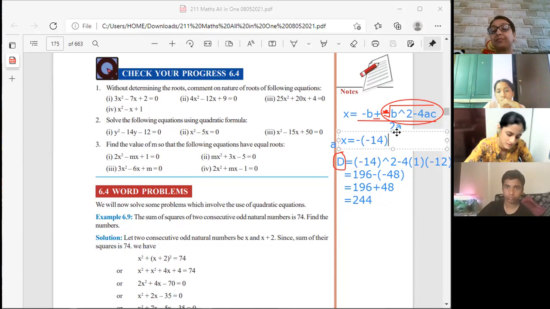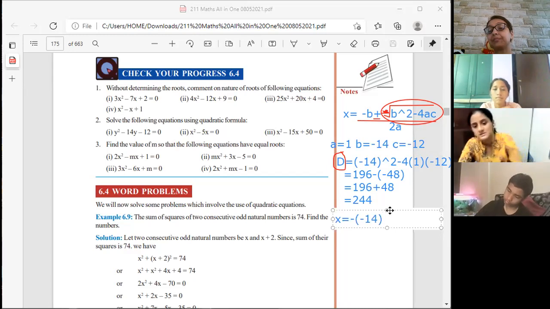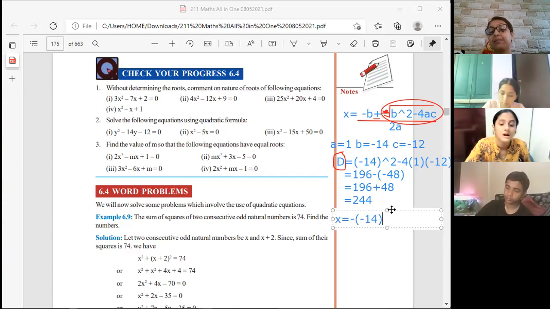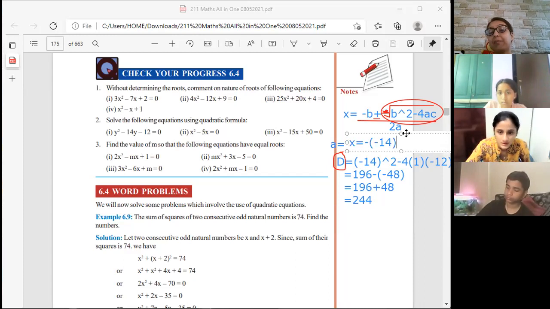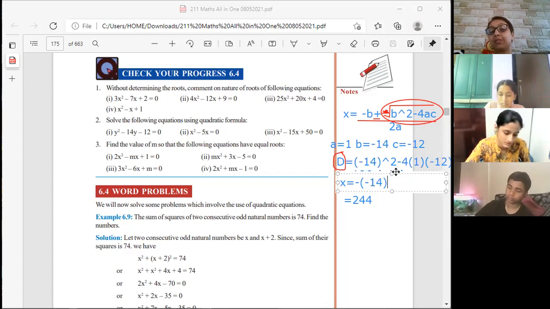Are you getting it? Sharia, are you getting it? Sufyan, are you getting it? Barira, are you getting it? I'm putting it in the formula. I'm taking the values from this, and I'm writing it. Okay?